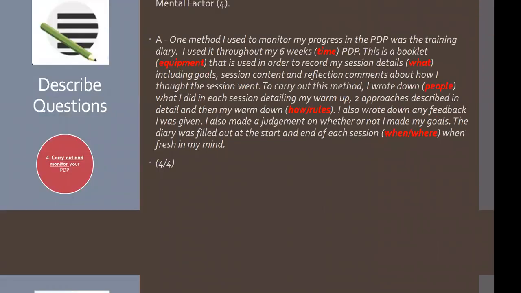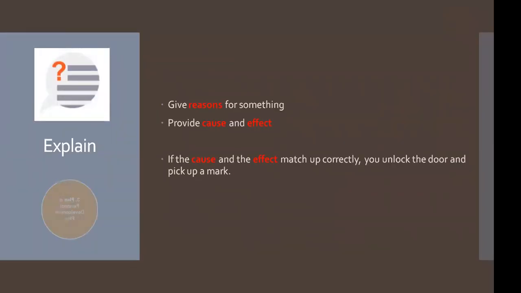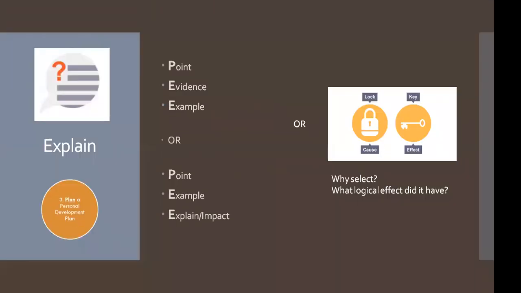It's the same principle. So looking at explain then, explain is giving the reasons for something. It's sometimes described as the cause and the effect. And if the cause and effect match up correctly, you unlock the door and pick up the mark. And that tends to be the general theme. We've looked at it a wee bit slightly differently. So here's the three approaches I would say for most of the PE team, how it's delivered. There's point evidence example, which I've heard just this week on the webinars, point example explain, and the cause and effect. We use the bottom one there, the point example explain.